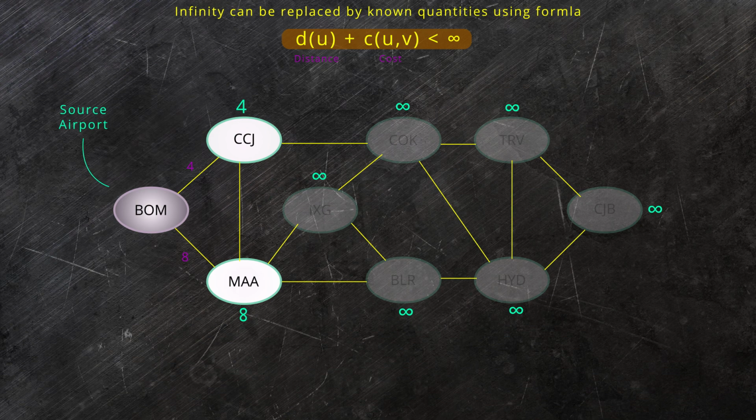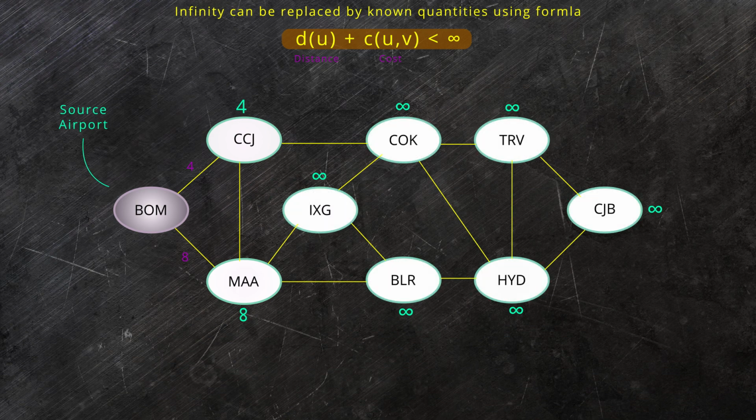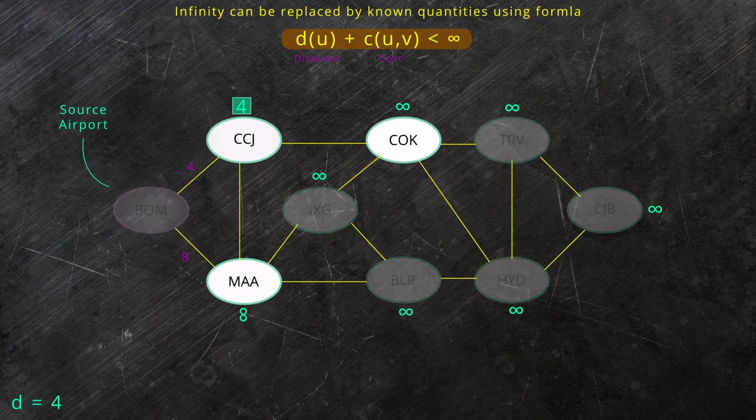Now look at the residual graph. In this residual graph, the minimum value is 4. So again, we will start from CCJ. That means in the new case, U becomes 4 and V becomes the next airport being considered. So from CCJ, there are paths to COK as well as MAA. Let's take this path first.